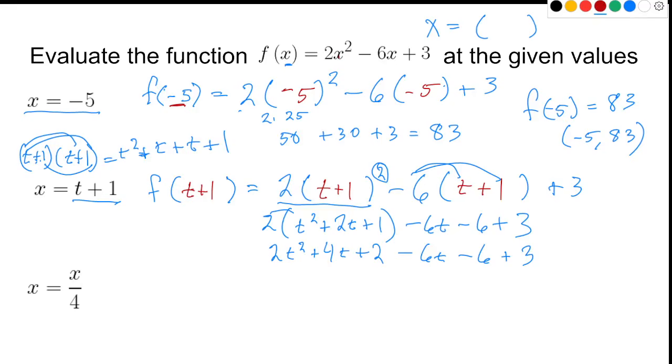So let's change color so it's a little easier. There's only one t squared, so 2t squared. There's a 4t and a minus 6t, and that's all the t's, so that's going to give us a negative 2t. And then there's a plus 2, a minus 6, that's going to give us a negative 4 plus 3. So negative 4 plus 3, that's going to give us a negative 1. And that would be our final answer there.